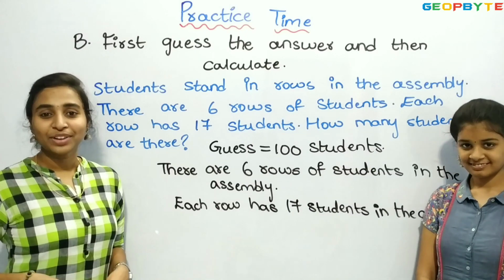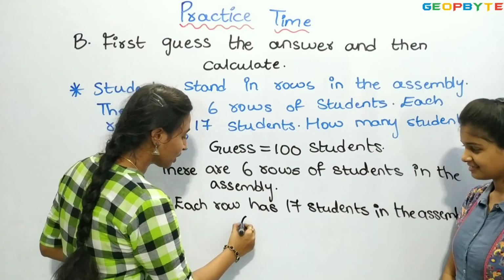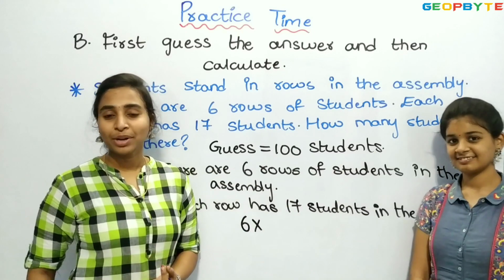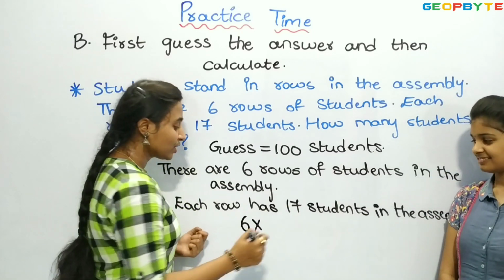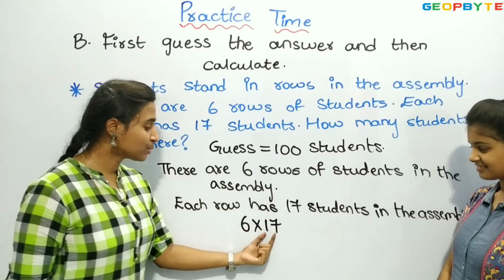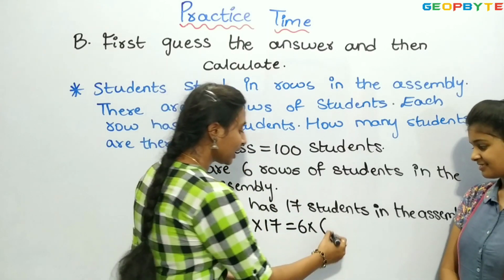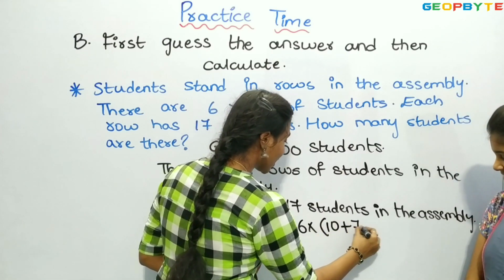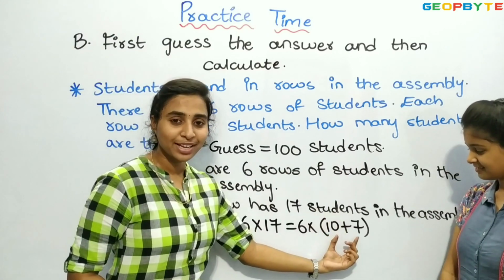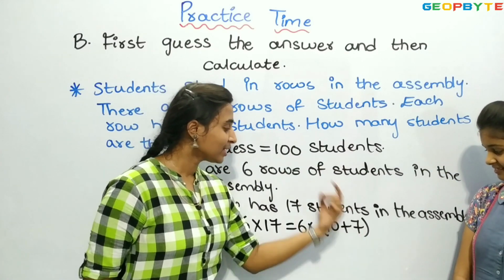To find out that, we need to multiply 6 and 17. 6 is nothing but there are total 6 rows into 17. 17 is nothing but 17 students in each row. So let us write 17. Children, now let us split 17. 6 into 17 can be written as 10 plus 7. So children, I have split 17 as 10 plus 7. Now we need to multiply 6 with 10 plus 6 with 7.